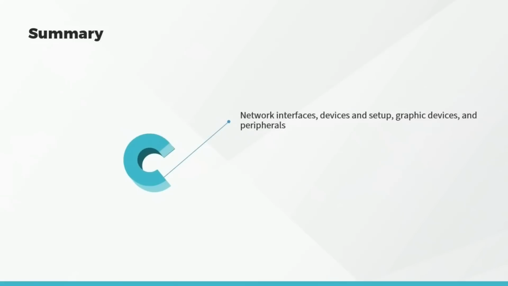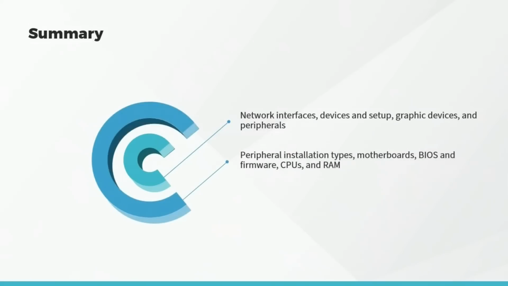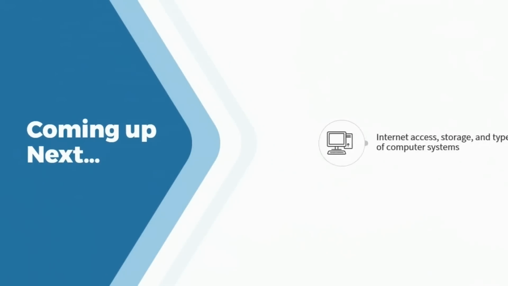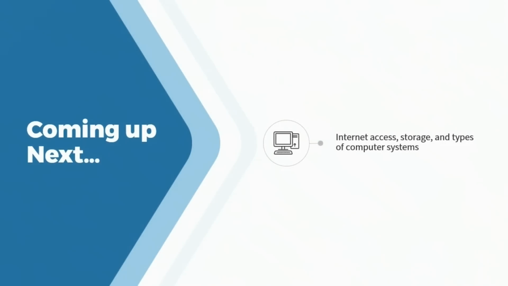So in this course, we've examined basic concepts surrounding computer devices and components. We did this by exploring network interfaces, devices and setup, graphic devices and peripherals, peripheral installation types, motherboards, BIOS and firmware, CPUs and RAM, and common storage types, GPUs, network interface cards, and computer cooling. In our next course, we'll move on to explore basic concepts surrounding internet access methods, storage, and the various types of computer systems.